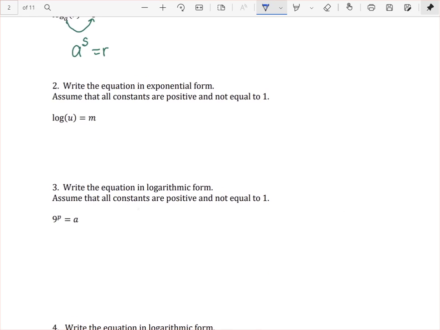This one is an interesting one because it doesn't have a base. If you're missing a base on the log, it's base 10. Remember that. That's very important because you don't have it, so you do need to remember that. Now, your calculators usually have a little hint of it.